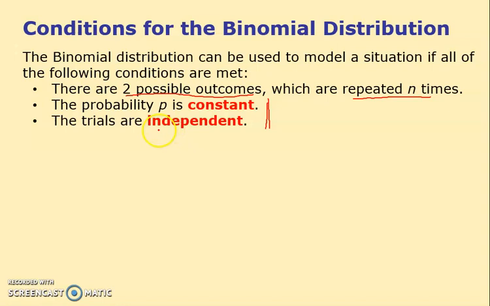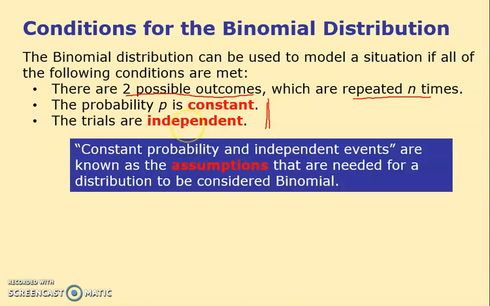That means what happened before doesn't affect what happens in the future. These 2 assumptions are important. Constant probability and independent events are known as the assumptions that we need to make in order for a distribution to be considered to be binomial.